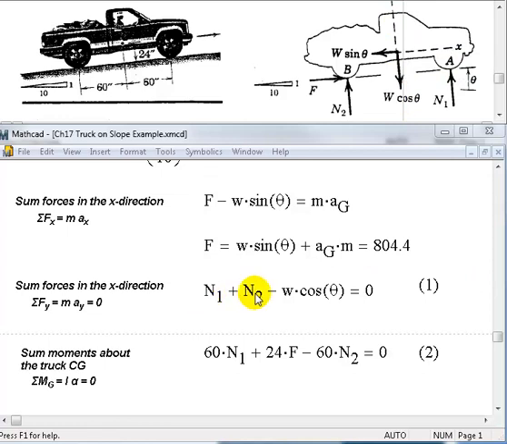So N1 plus N2, both being shown as positive, minus the weight term is equal to 0. And this is one equation, two unknowns. And then the next thing I'll choose to do is sum moments about the center of gravity of the truck.